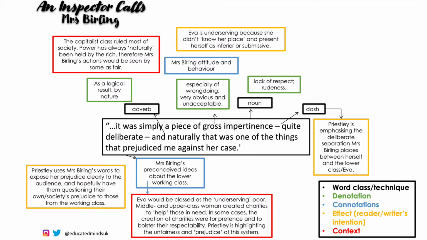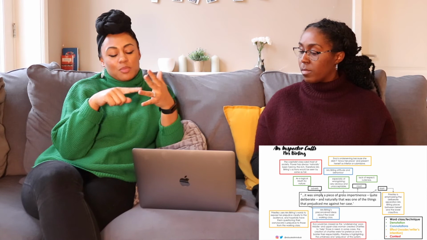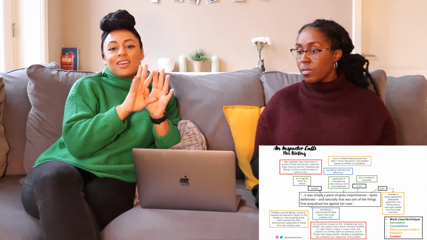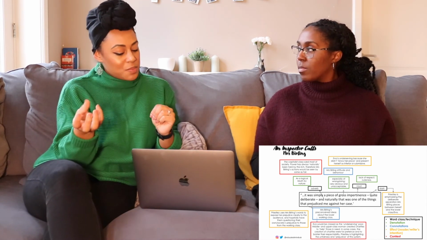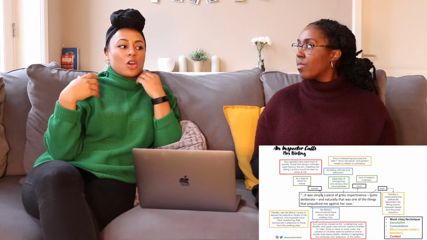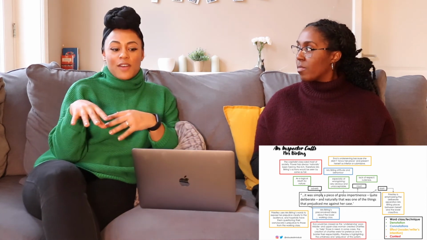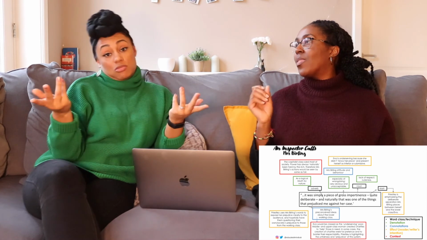Yeah. I really like Priestley's word choice with simply and naturally, both adverbs that are quite delicate and feminine, but she's talking about gross impertinence and prejudice against the case. So it's almost like Priestley's choosing nice, feminine words to soften the blow of the fact that it's a gross impertinence. So he's trying to show that she is a woman and women are quite delicate. So she's trying to brush over the fact that actually she's the one conducting gross impertinence. She's the one that was nasty and rude to Sheila and Eva.